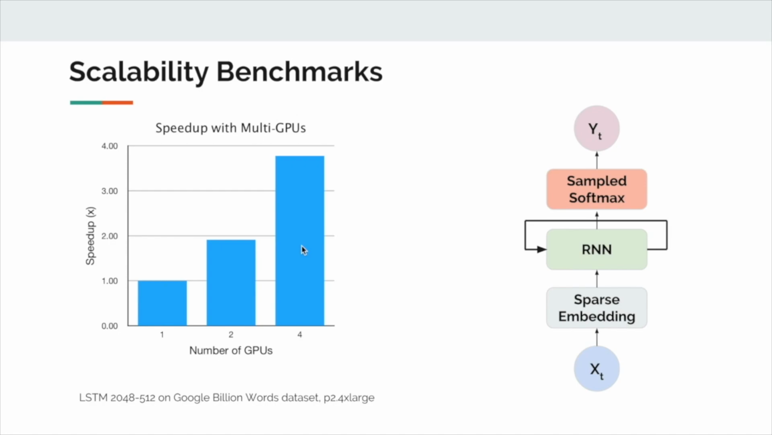Here the experiment is done on the Google Billion Words dataset. This is done on 4 K80 GPUs. As you can see, the baseline is the performance on a single GPU, and the speedup is basically the scalability compared to the single GPU case. As you can see, the scalability is quite good because we did all this kind of optimization to reduce the communication and computation overhead.